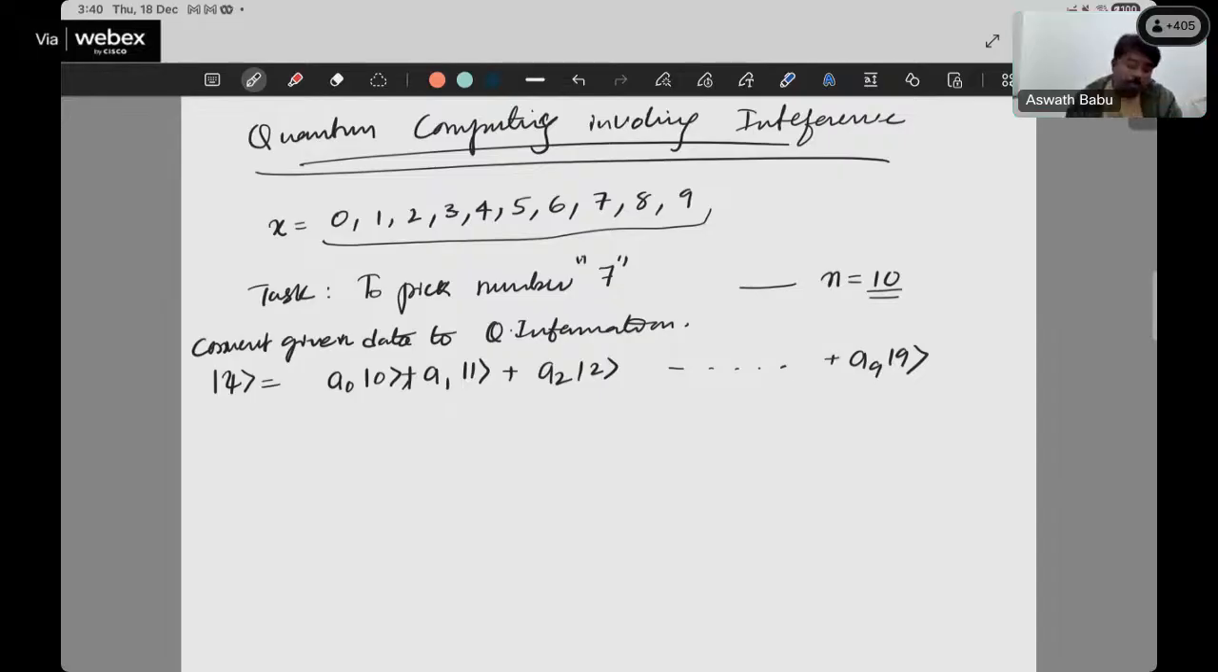What quantum algorithm would I be needing? I would be needing a quantum algorithm. Okay, let me show you.